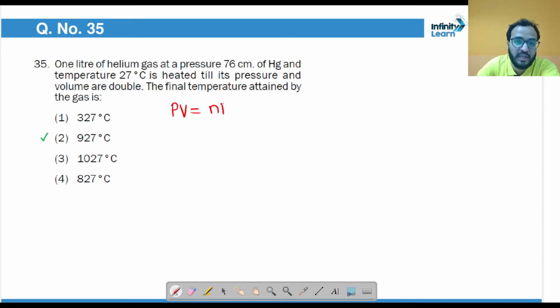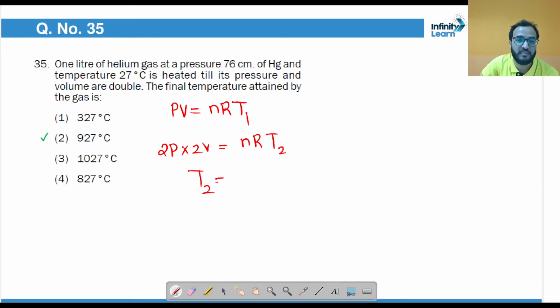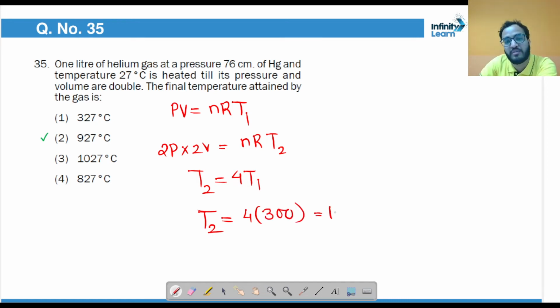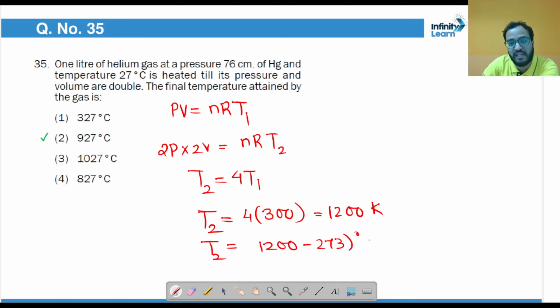Pressure volume equals nRT. So pressure is doubled, volume is doubled. So nR T2. So obviously T2 is 4 times T1. So T2 is 4 into 300, since 27 degrees centigrade is 300 Kelvin. So it is 1200 Kelvin. So in degree centigrade it will be 1200 minus 273, which will be 927 degrees centigrade. Got it?